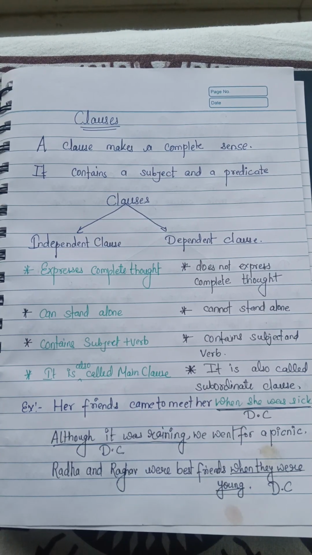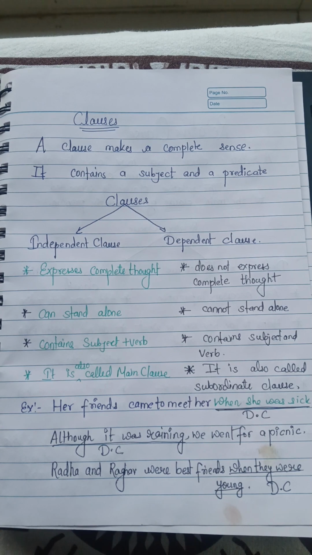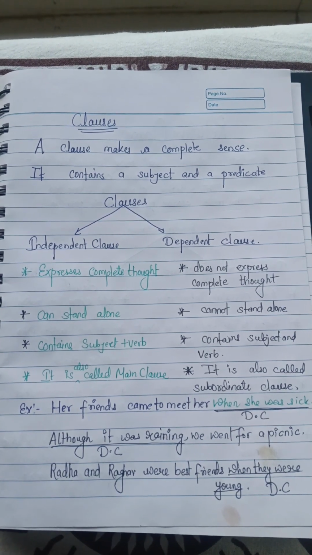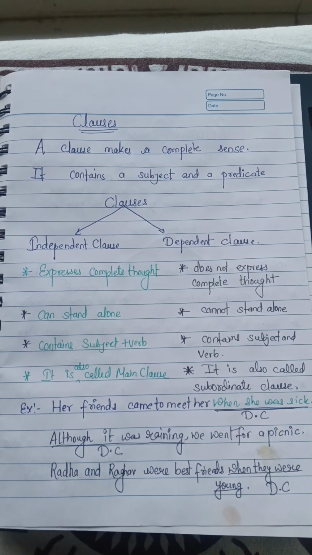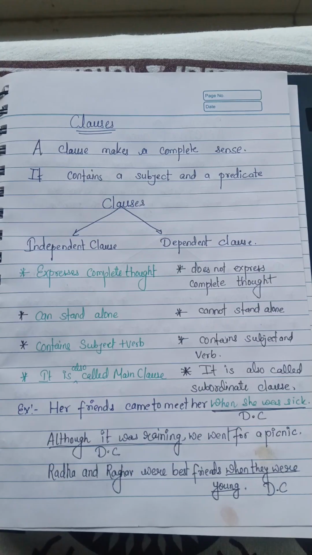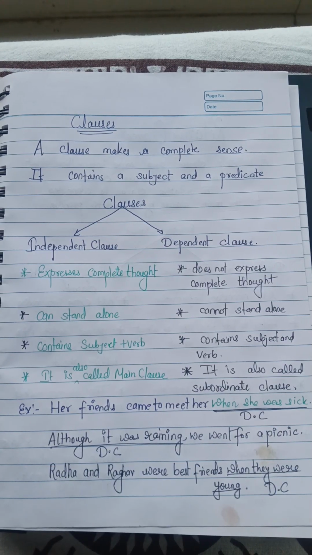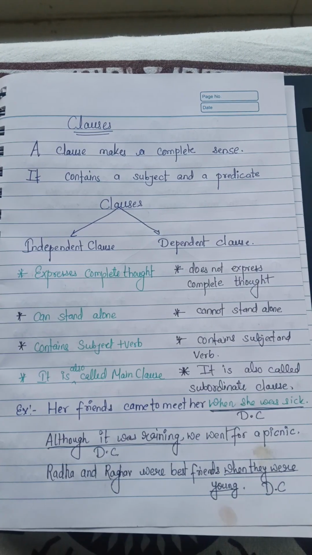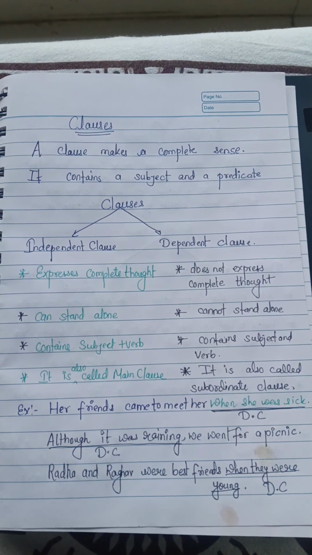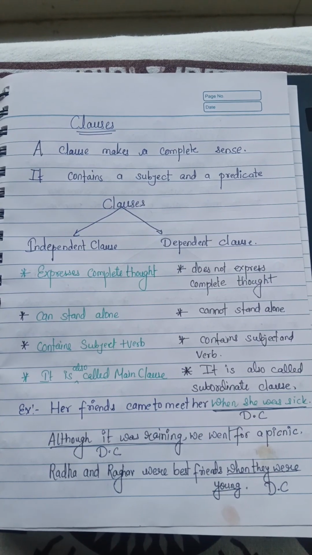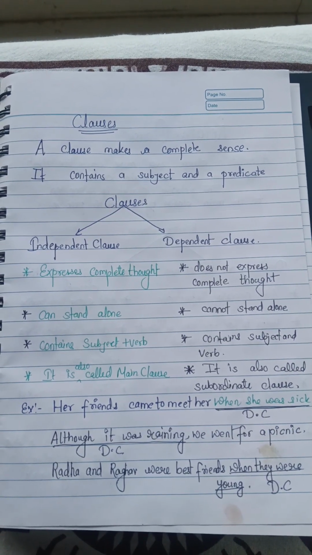An independent clause contains subject plus verb, and a dependent clause also contains subject plus verb. As I told you, it is only a clause if it contains subject plus verb. An independent clause is also known as the main clause and a dependent clause is also known as the subordinate clause. Now why is it known as a subordinate clause? Because here we are using subordinating conjunctions and relative pronouns to connect the independent clause and dependent clause.